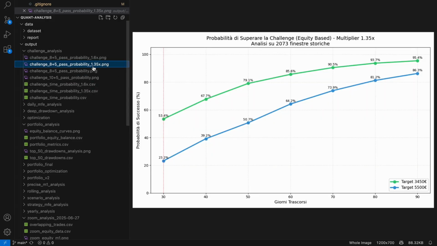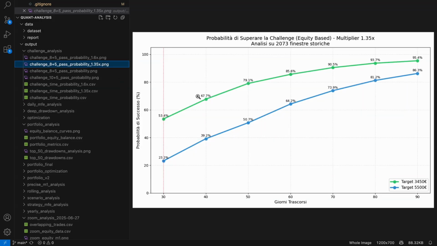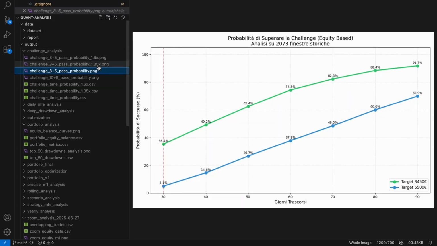So in these two different scenarios, you're going to see the performance improve a lot. This is 1.35x my first risk, and so you're going to see that with the same time horizon of 40 days, from 50% we're going to achieve around 70%. Okay, 67, that's a good amount. It's around 17% more. But if you move to, let's say, 50 days, you're going to hit 80%, and compared to the 62, that's way better.